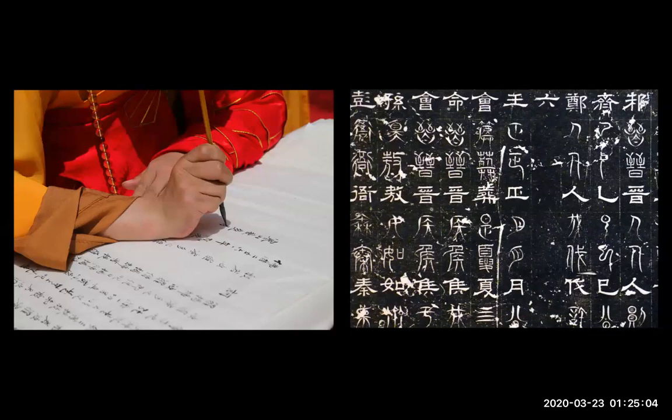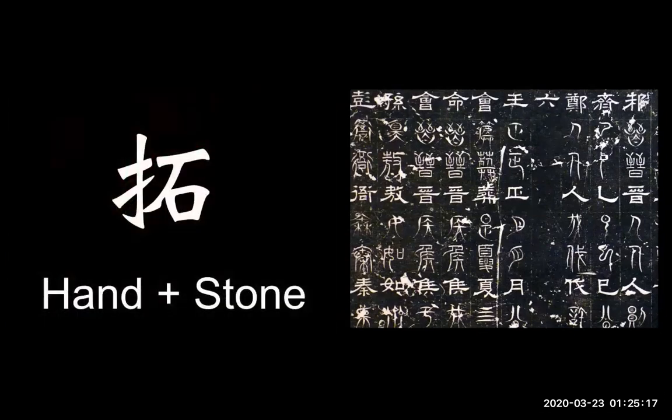And the second method is called rubbing. Rubbing was the predecessor of printing. It appeared shortly after the invention of paper. And here's the Chinese character for rubbing. You see a hand on the left and a stone on the right. So rubbing in Chinese means making copies from stones.